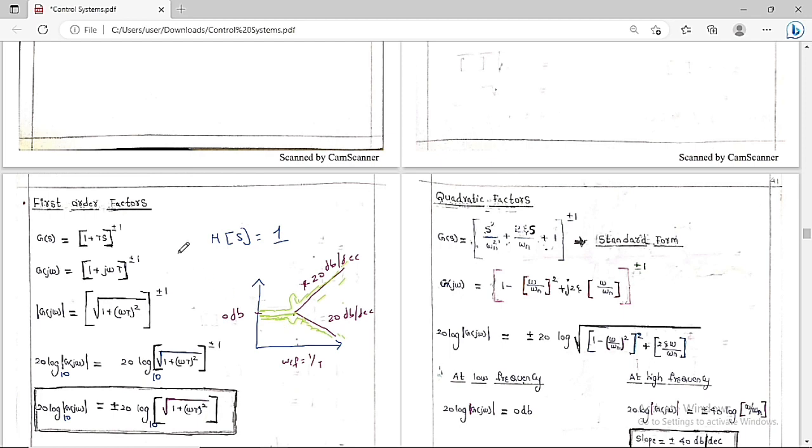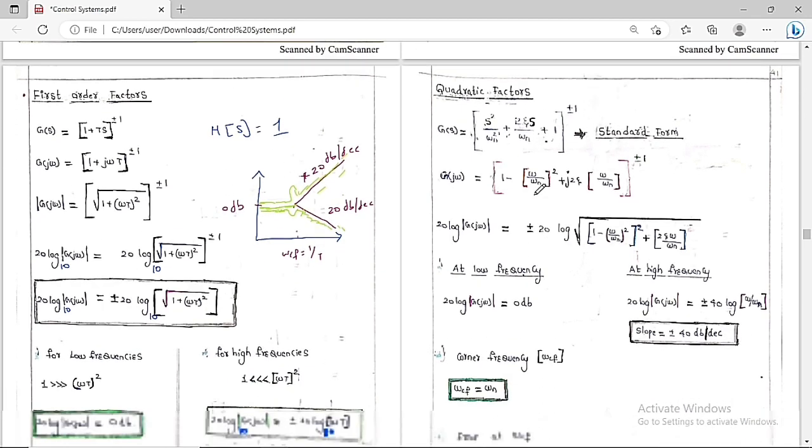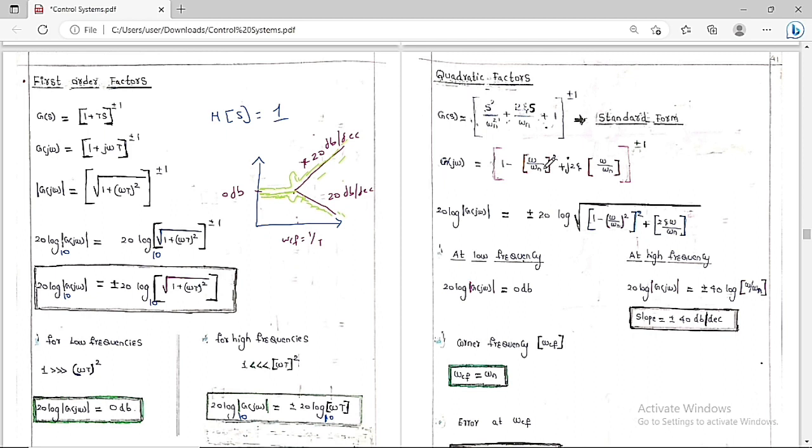So this is about the first order factors. Now let's go for the quadratic factors. Quadratic factors means you are going to get two zeros or two poles in a quadratic equation. So what is the quadratic factor? The standard format is g of s equal to s square by omega n square plus 2 zeta s by omega n plus 1, all to the power of plus or minus 1. Always keep it in this standard form. This is the standard form, always keep it in your mind.